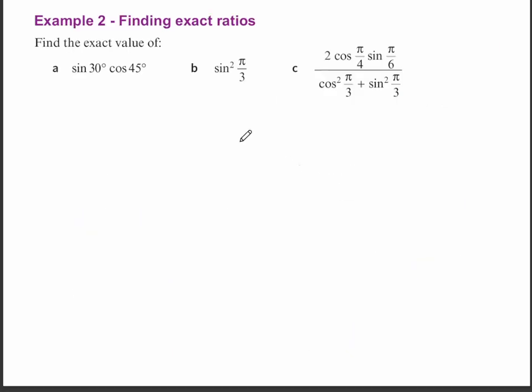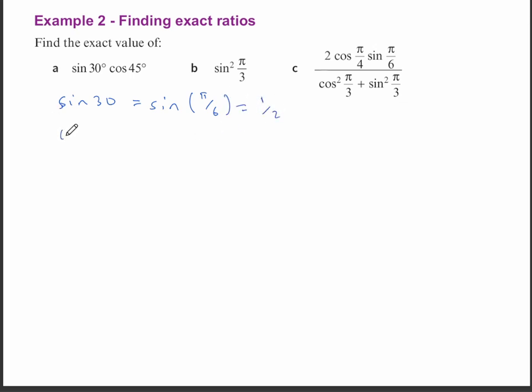Next, find the exact value of sine 30 times cos 45, sine square of pi over 3, and 2 cos pi over 4 sine pi over 6 over cos square pi over 3 plus sine square pi over 3. Now remember, we did the whole radians conversion thing from circular measure. And yeah, that's all that is there to this. So we know the value of sine 30, which is equal to the value of sine pi over 6, which is just 1 over 2.